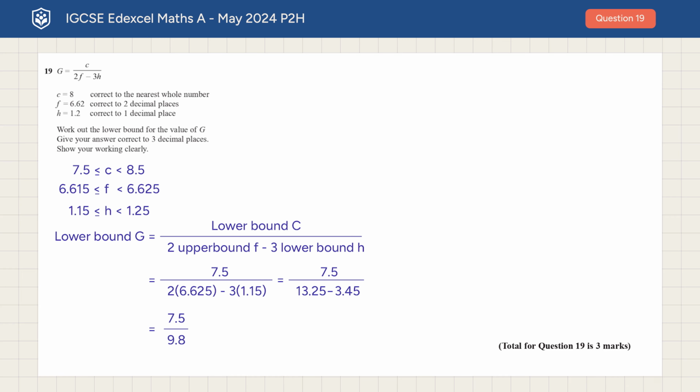This gives us approximately 0.765306. The question asks for the answer to 3 decimal places. Looking at the 4th decimal digit, which is a 3, we round down. So our final answer for the lower bound of G is 0.765.